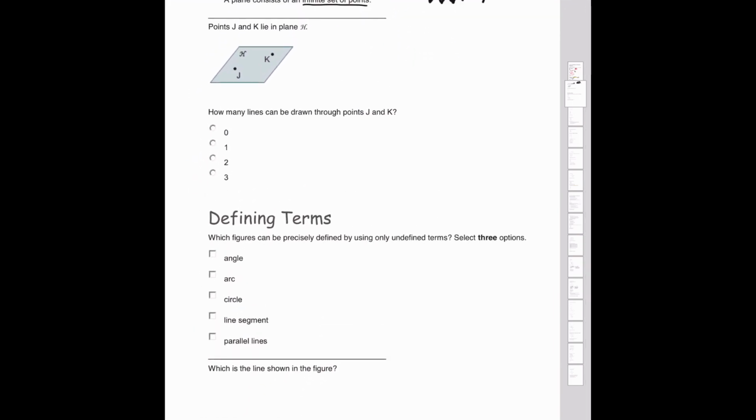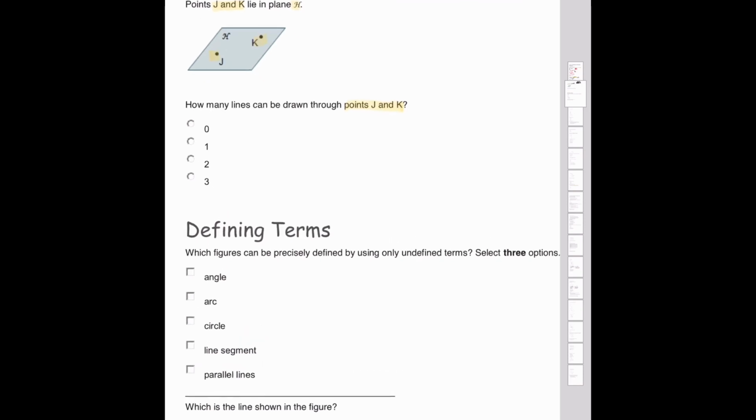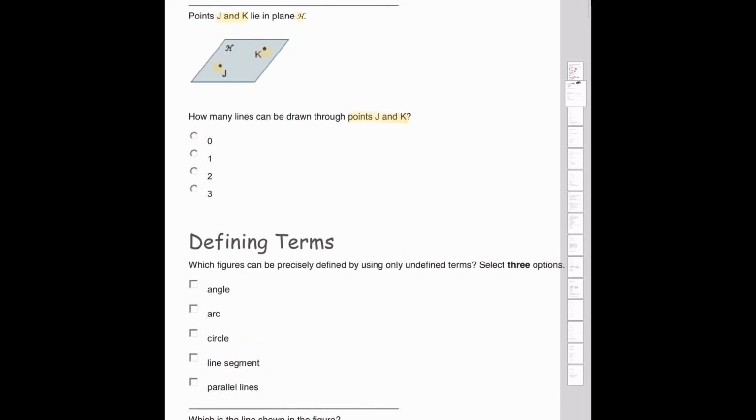This problem states the points J and K in plane H. Well, we see here that points J and K are in fact in plane H. We are asked how many lines can be drawn through point J and K. Well, we know that through any 2 points, we can draw one and only one line. Therefore, our answer would be 1.